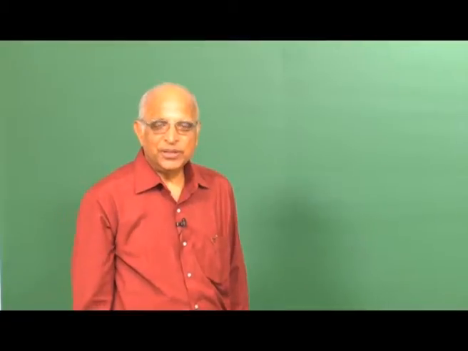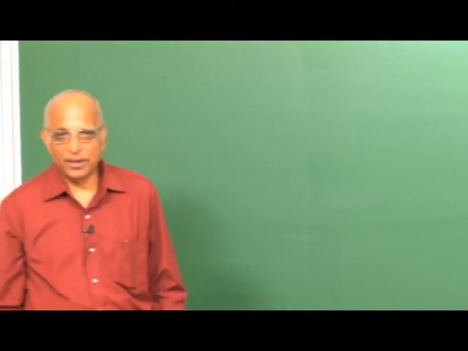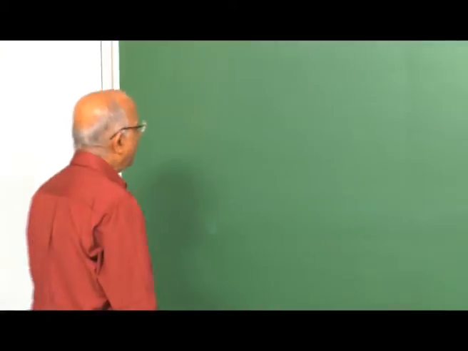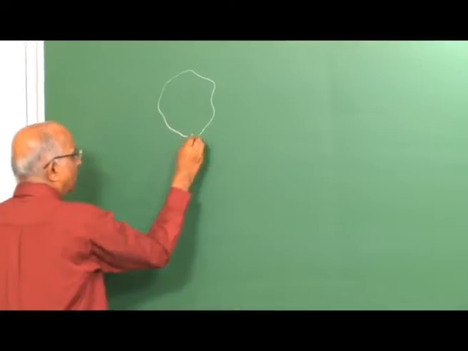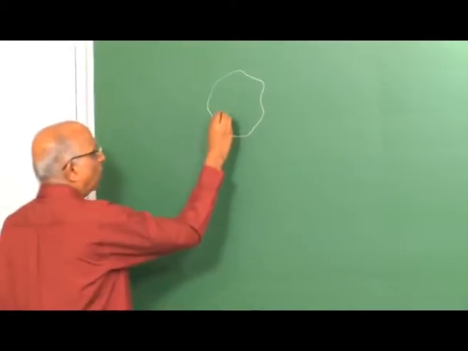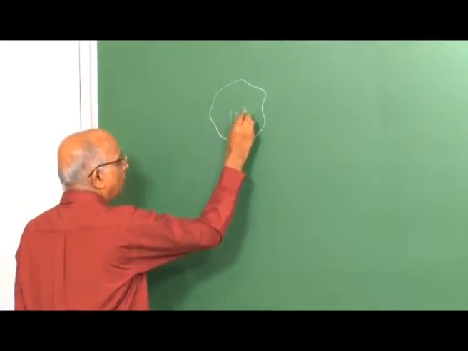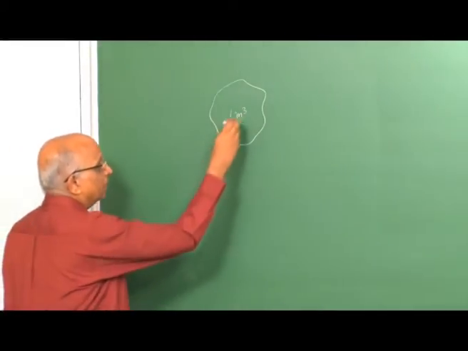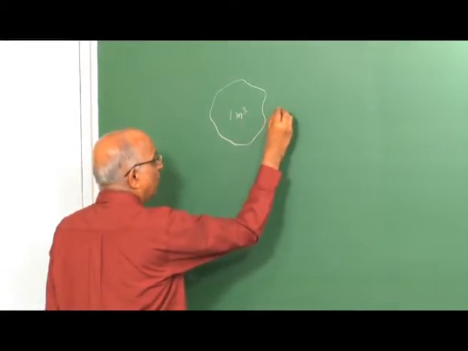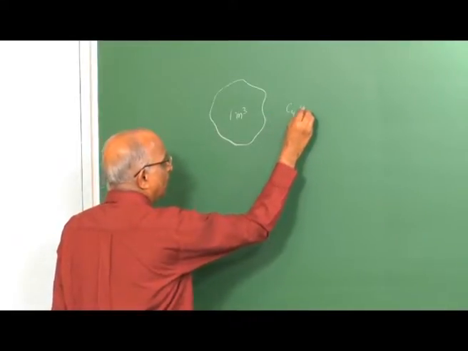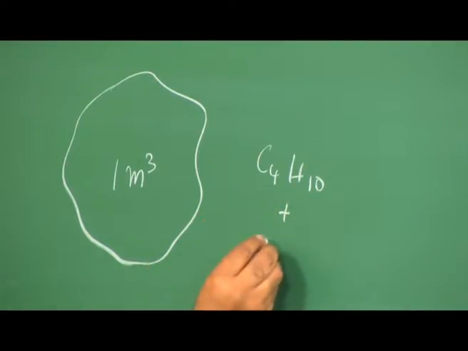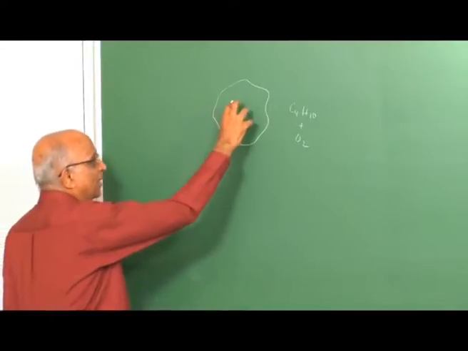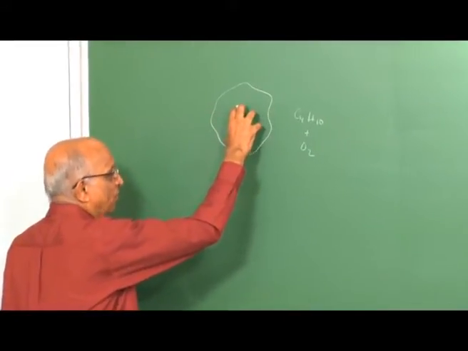We continue with the determination of the energy release from an explosion, and let us do the problem which we posed in the last class. We said that we had a volume of 1 meter cube in which we had a gaseous mixture of butane, butane is C4H10, and also an oxidizer, oxygen. Now, we wish to find out how much energy is released from this volume of the explosive.